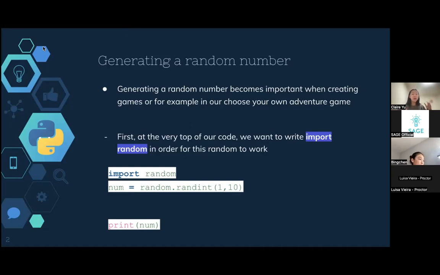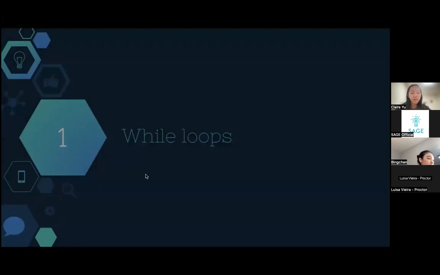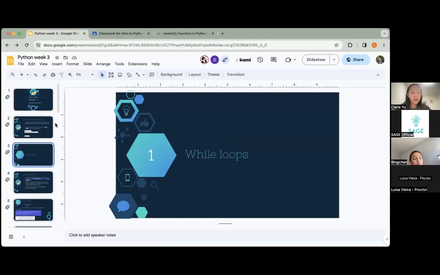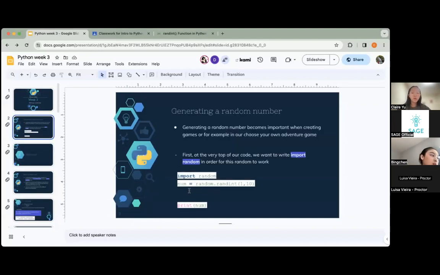At the very top of our code, we have to write import random. If we don't write this, then generating a random number won't work. So at the top, we have import random, and then we can set a variable equal to random.randint(1, 10). The 1 through 10 gives a parameter for the computer. The computer is going to choose an integer between 1 and 10. So when we print num, we'll just get a random number.